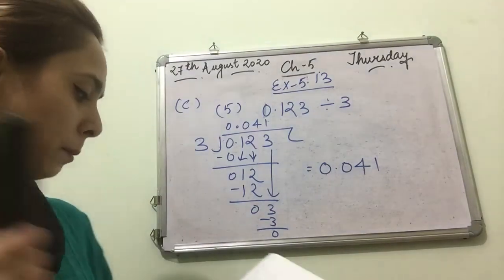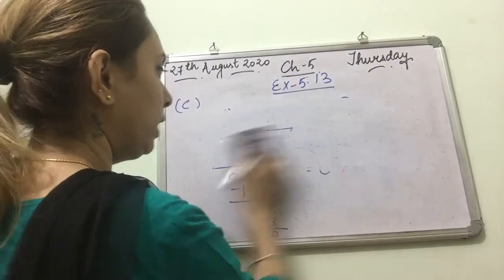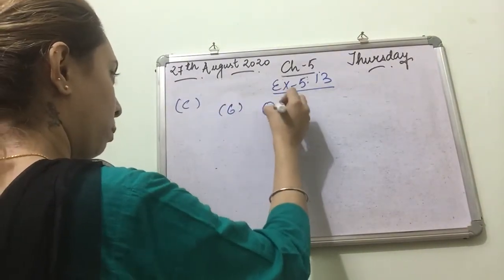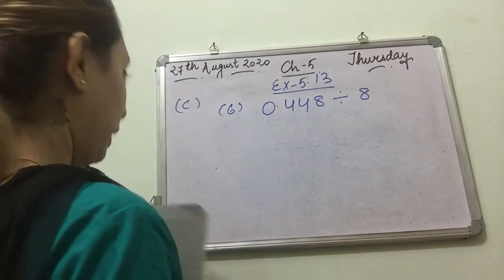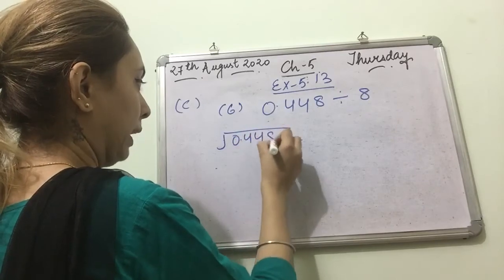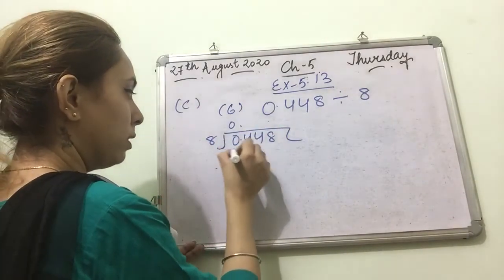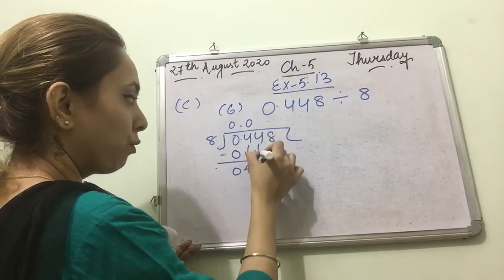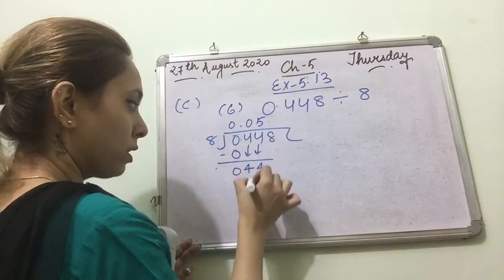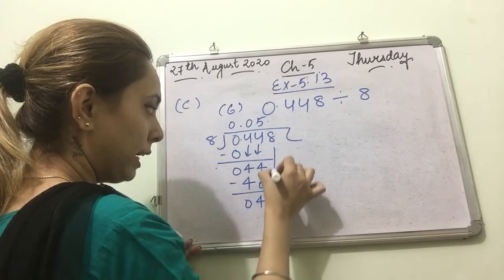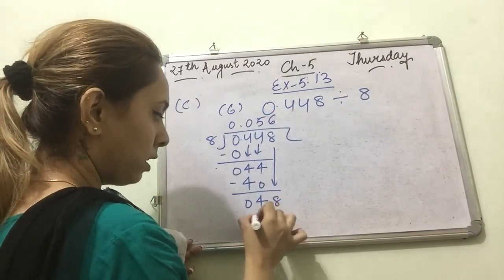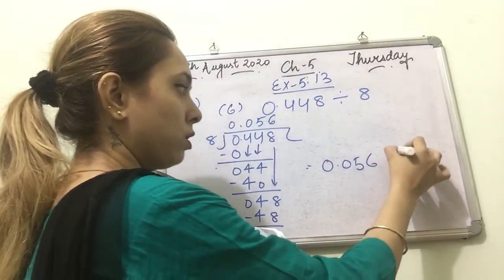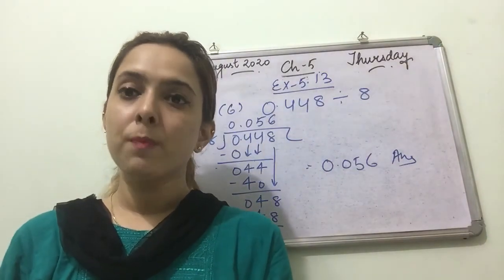Enough of examples I have given you. I would like to explain one last sum, which is like this part only. Sum number 6 is 0.448 divided by 8. Again, 8 zeros are 0. Get this 4 down. This 4 is smaller than this 8. Put a 0 here to get this 4 down. So now 8 5s are 40. Get this 8 down. 8 6s are 48. So your answer is 0.056. So in this way you will solve exercise 5.13.